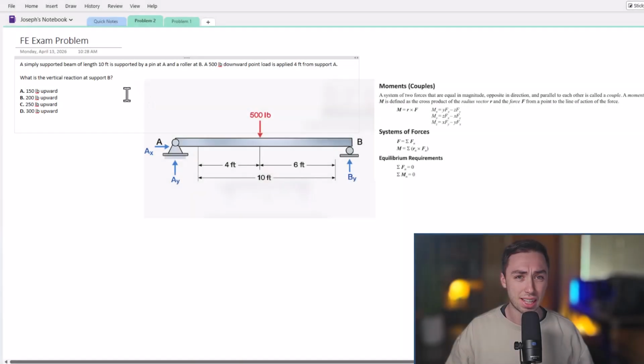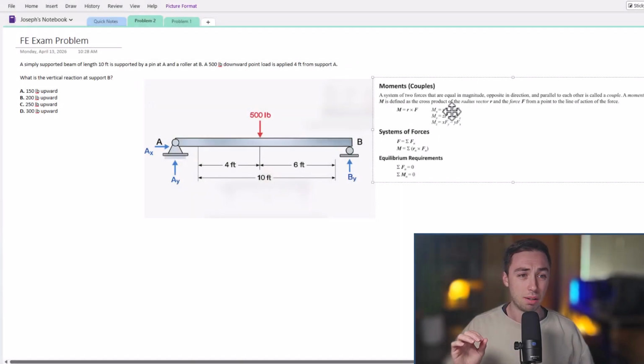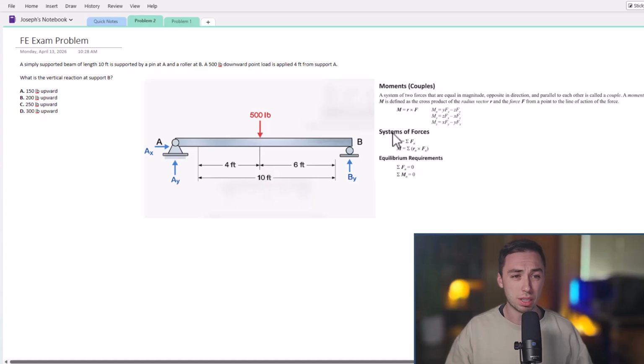Let's jump into this practice problem here. Okay, so we have a diagram. I've got the excerpt from the FE reference manual. Basically, on the test, if you search for moments, couples, system of forces, this should pop up pretty easily. And then I have the diagram here, and it's worded like an FE exam problem.